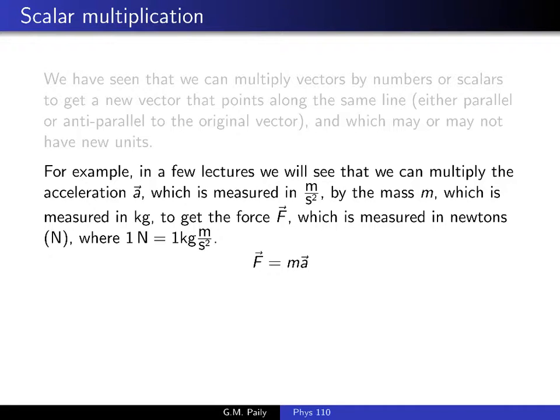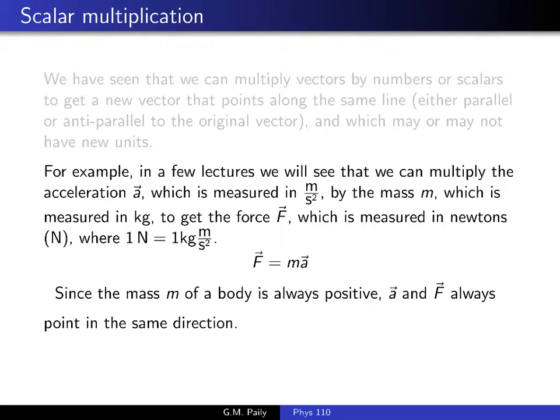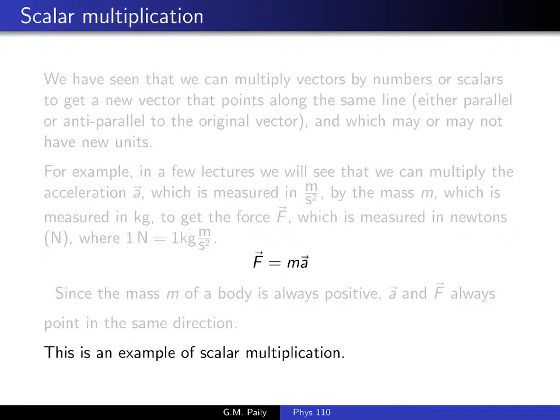Notice that because m is a scalar, the direction of F will always be the same as the direction of A. And in fact, because m is always positive, they will always have the same direction and will not point in opposite directions. This is an example of scalar multiplication. We are scaling the vector A by the mass m to get another vector F.